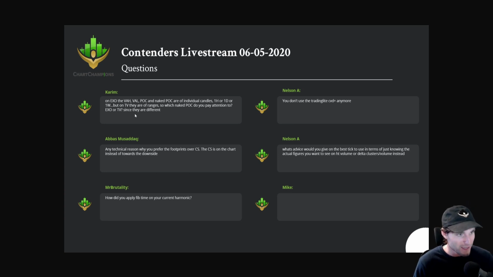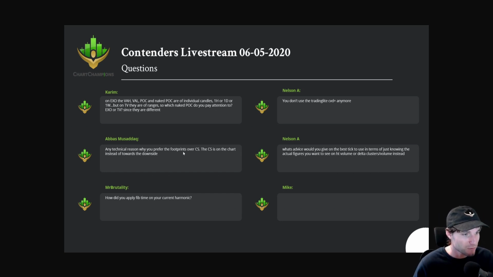So yes, you do have obviously point of controls of every candle, but as a swing trader, you're not going to be interested in a 5-minute naked point of control, okay? Because you're never going to look at that time frame, because you're a swing trader. So the answer to this is it depends what you're looking at, depending on the time frame that you're trading on, essentially.